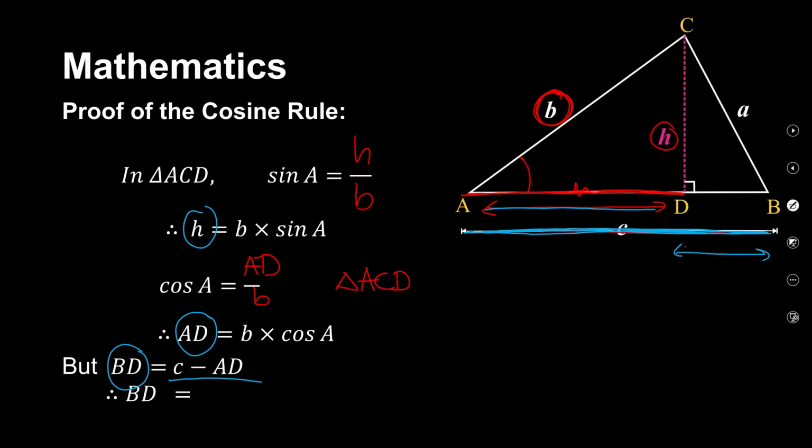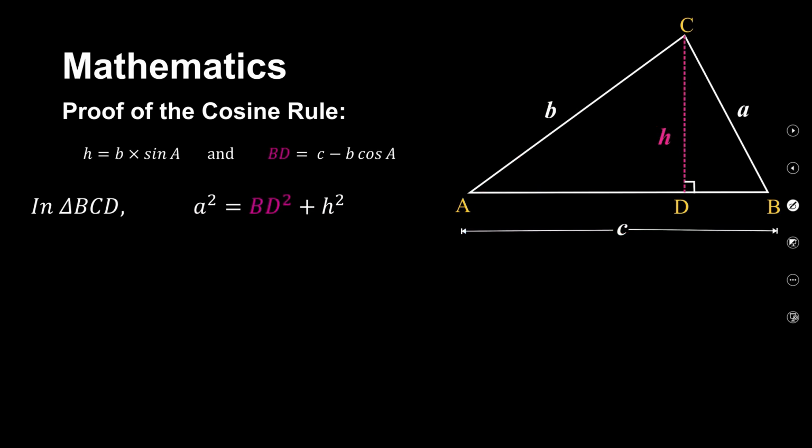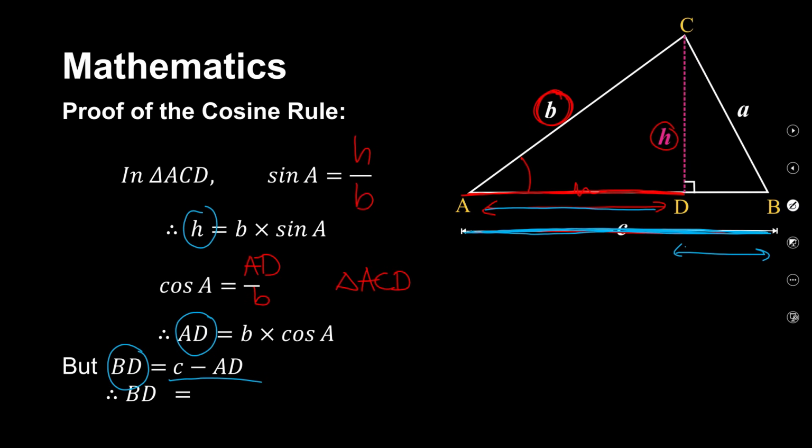So BD was equal to C minus AD. Sorry, there was something I forgot to write in here. BD was equal to C minus AD. But remember, we had this expression for AD, which we now need to substitute in here. So BD was equal to C minus whatever we had for AD. Instead of AD, I'm going to put this piece of the equation here. So it's going to be C minus B cos A. Now we have an expression for BD that includes C and cos of A.